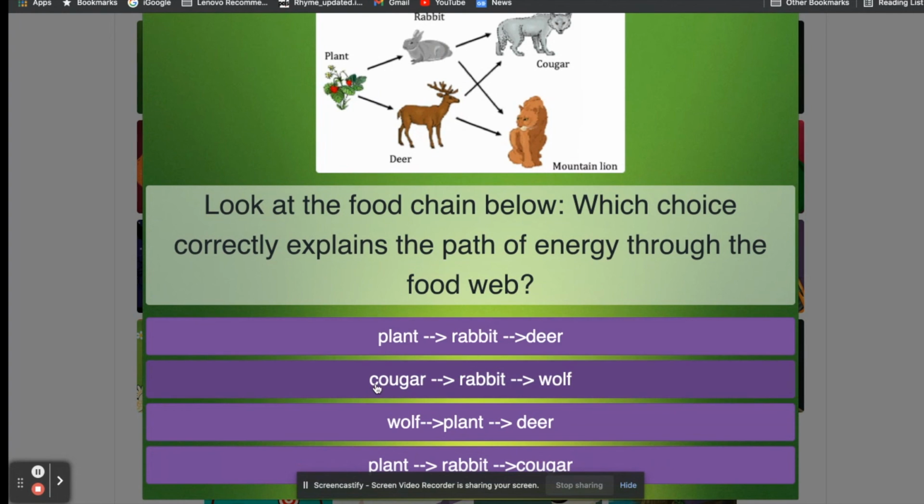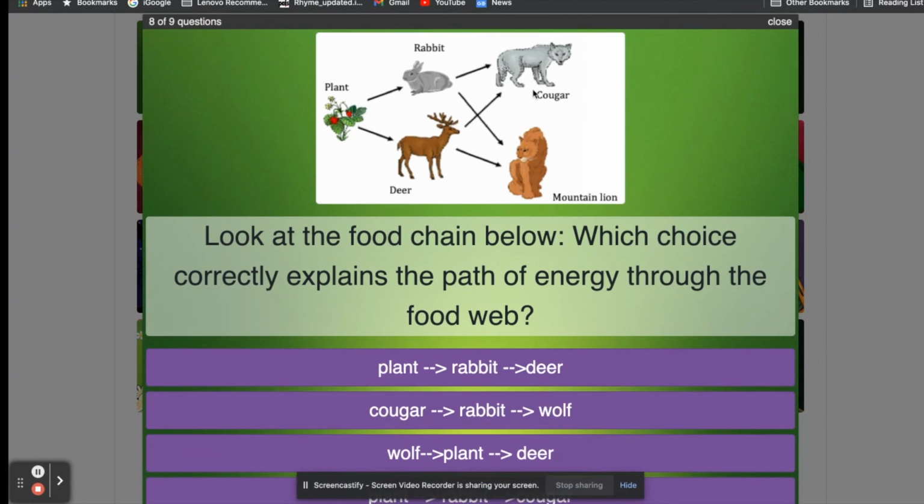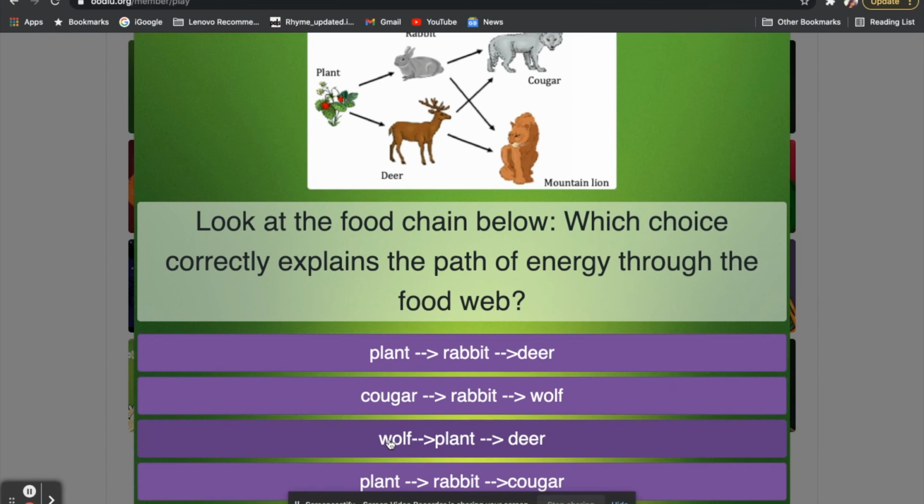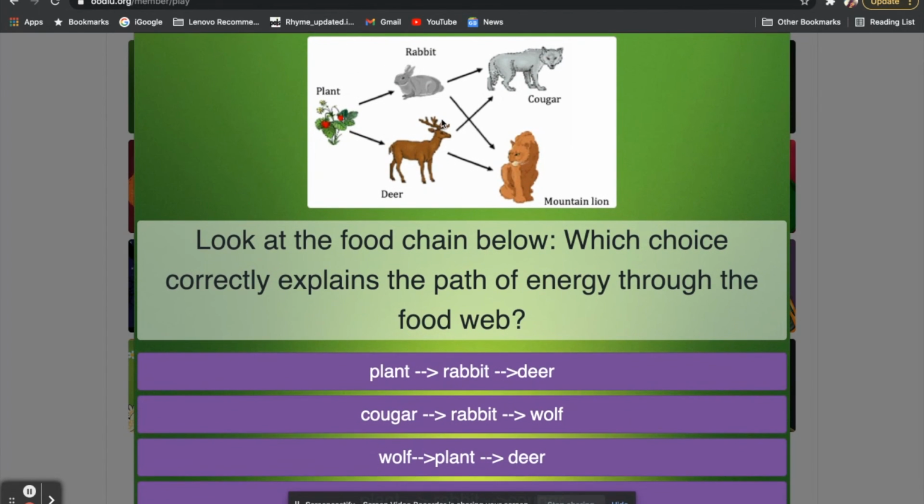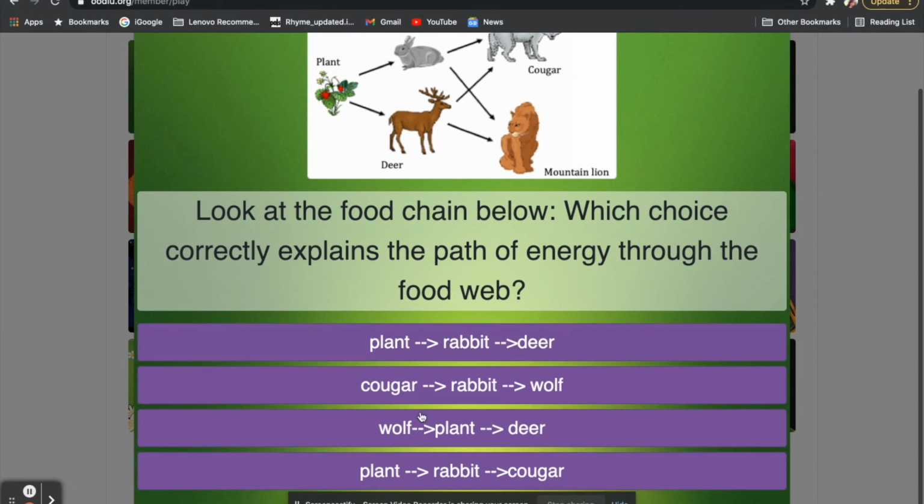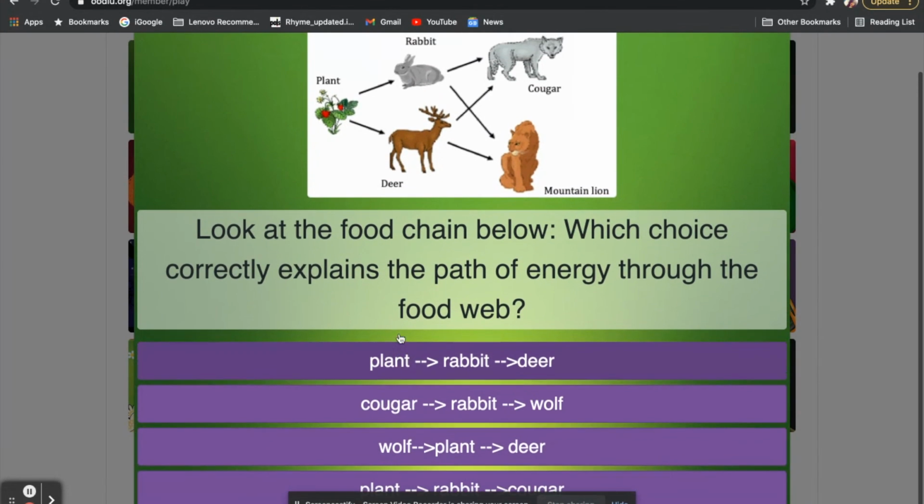Our second choice says cougar, rabbit, wolf. Is there even a wolf on this food web? So it can't be that one. Choice number 3 says wolf, plant, deer. We just looked at our food web and we didn't see any wolves on our food chain. So it can't be choice 3. Or is it choice 4?